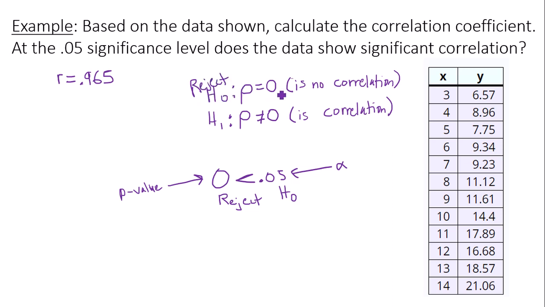Since we're able to reject the fact that there is no correlation, that means there is evidence to support correlation. So there is significant evidence to show that correlation does exist.